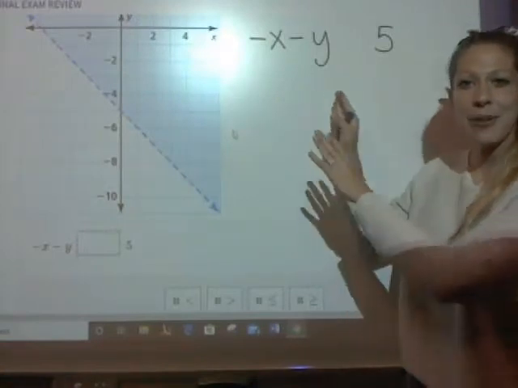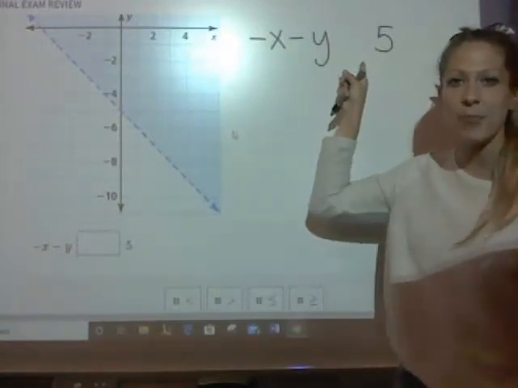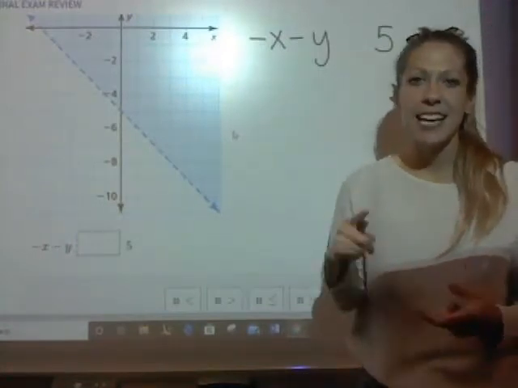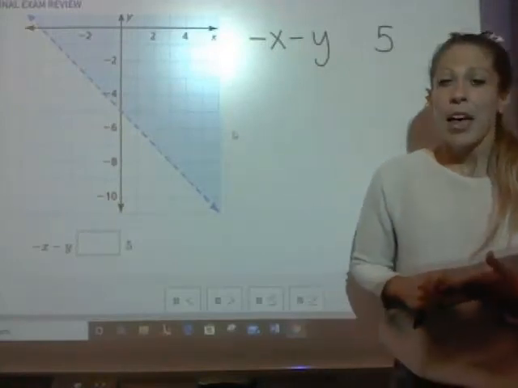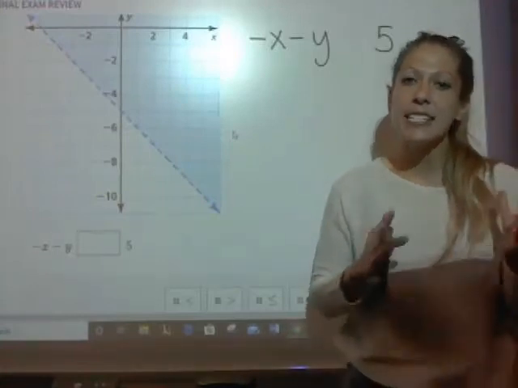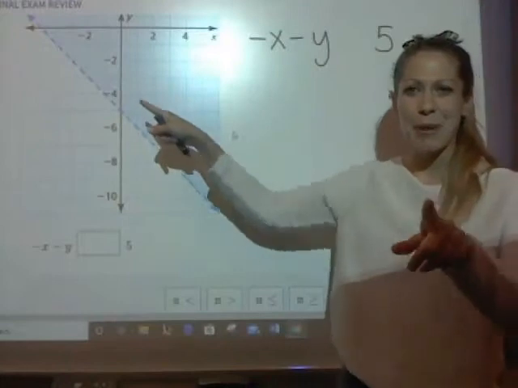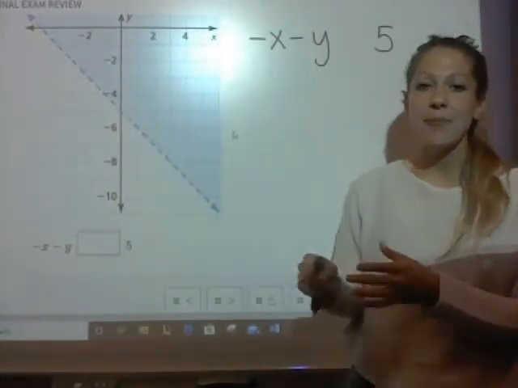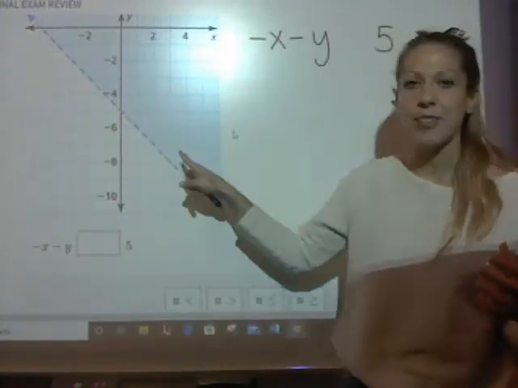So what it's doing is it wrote the equation over here and it wants to know what inequality symbol is going to go right there. Is it going to be a greater than, less than, greater than or equal to, or less than or equal to symbol? And so the thing I check first is, is it a dotted or a solid line? And I know you might not be able to see it well on the screen, but this is a dotted line, which means it's not equal to. We cannot make it equal to if it's a dotted line.